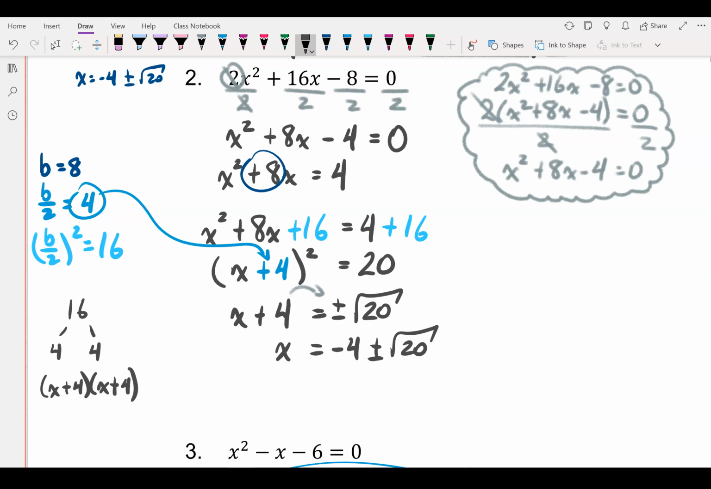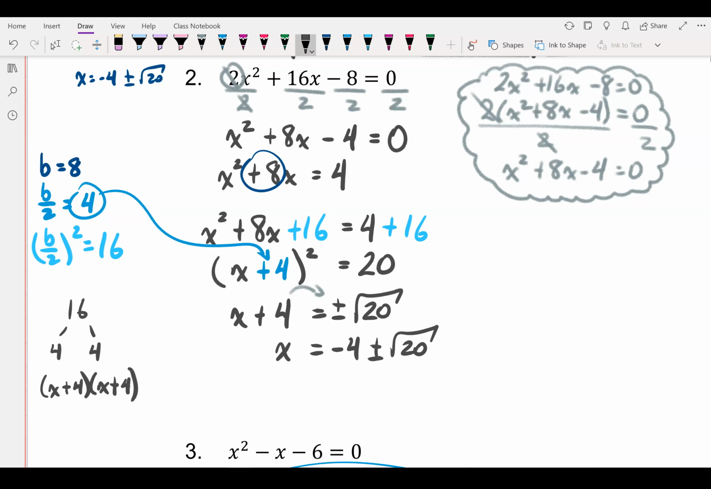In some math courses or textbooks, you can leave it at that. I would rather give the full solution. So this plus and minus actually gives 2 solutions. So if x was plus, what would it be? It would be negative 4 plus root 20. If x was negative, what would it be? It would be negative 4 minus root 20. And that's enough for me.